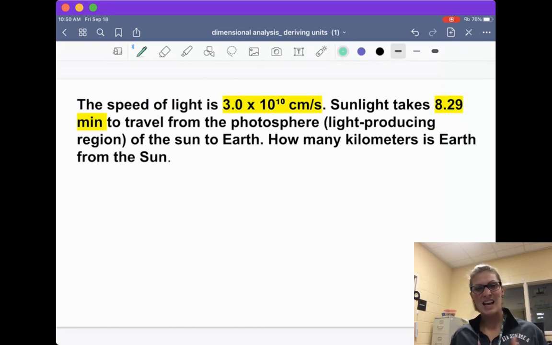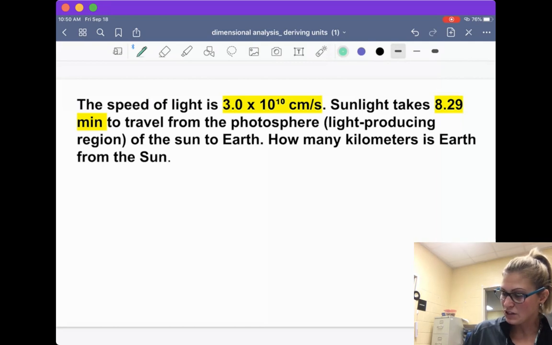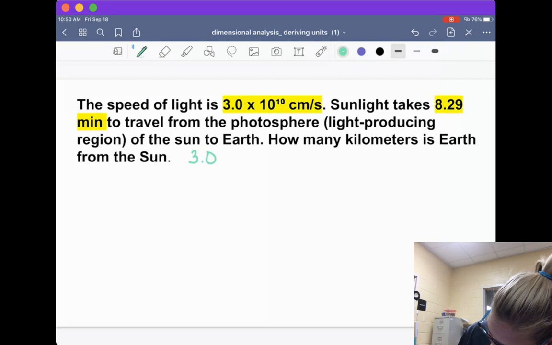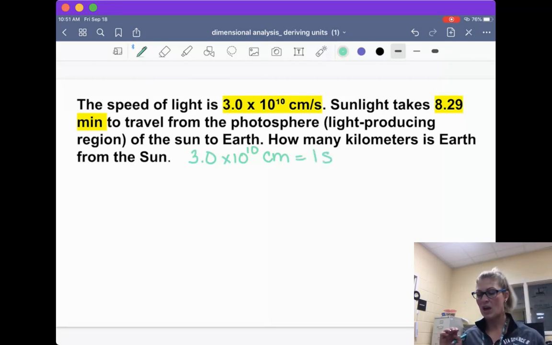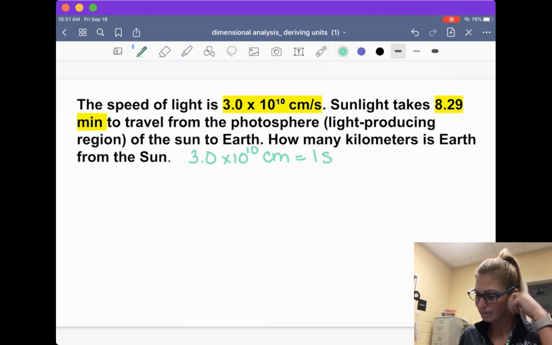So just like we did in any of them, the first thing I'm going to do is take my two-dimensional unit and make it into an equality that I can use. So what this is saying is that 3.0 times 10 to the 10 centimeters equals 1 second. Now we obviously are going to have to use some other conversion factors, and that's just our metric, to go in between the different metric units.